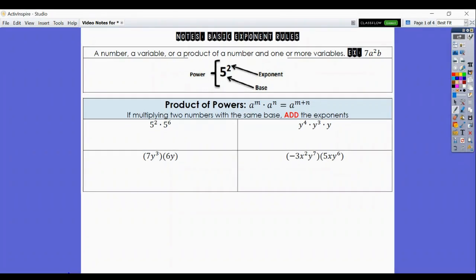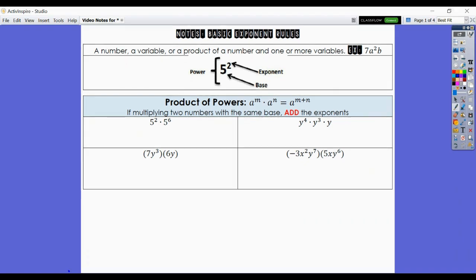In today's lesson, we're going to learn about 5 exponent rules. First and foremost, a term is a number, a variable, or a product of a number and one or more variables. An example is 7a squared times b. You have, in general, this whole term 5 squared being referred to as a power. The base of that term is 5 and the exponent of the term is 2. We're going to specifically look at the exponent rules, and the first one is the product of powers.